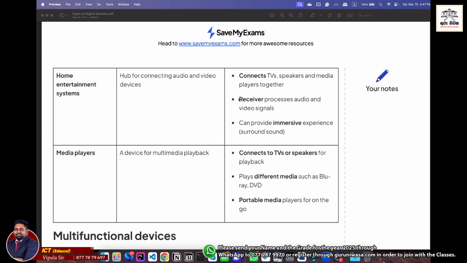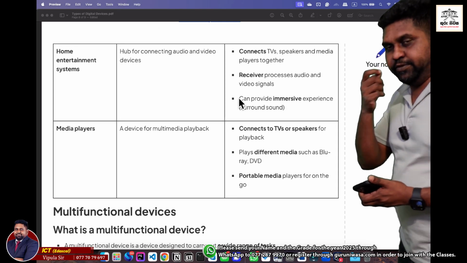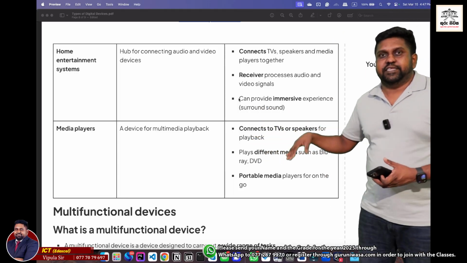Media players work in a similar way, where they are used to play back media. You can connect to TVs or speakers to play back the media, and at the same time it plays different media such as Blu-rays and DVDs. You also have portable media players which can be used on the go.